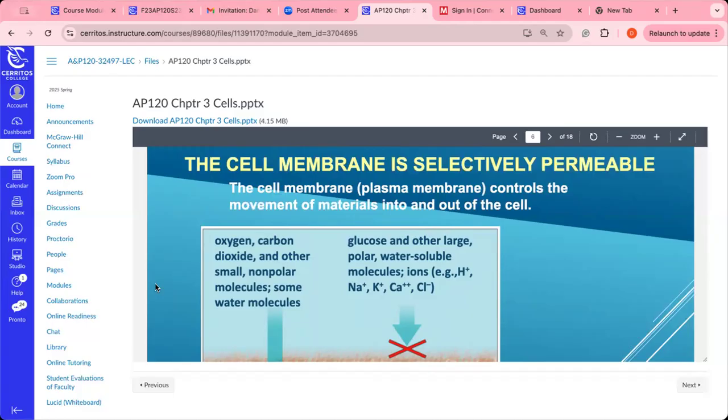Think of cheesecloth or a strainer, right? If certain things are too big, they're not going to be able to pass. So things like glucose, sodium, potassium, calcium, chlorine, hydrogen, they're not going to be able to get through the membrane. Things like oxygen, carbon dioxide, and some water molecules will be able to pass through the membrane.